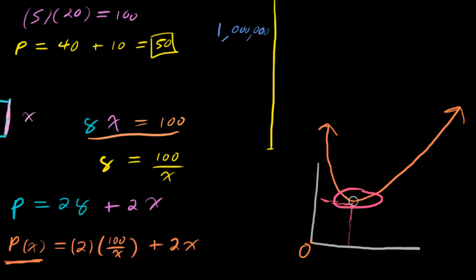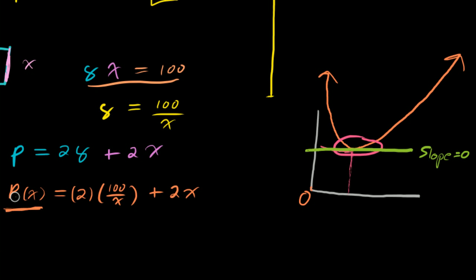Hopefully you can see that the important thing about this point is that the slope of our function at this point is 0. If we were to draw a tangent line, it would look like that. It would have a slope of 0. So how can we find that? Well, we've got our perimeter explicitly defined in terms of x. Let's just take the derivative, set it equal to 0, and solve for x. So let's go ahead and do that.